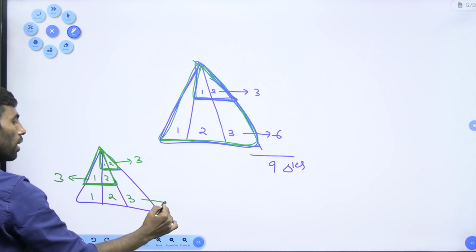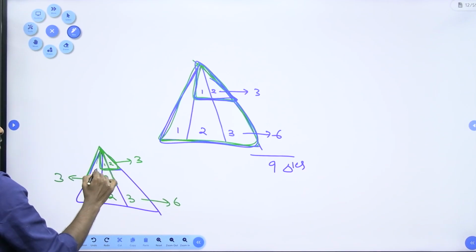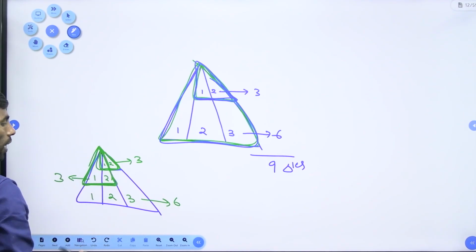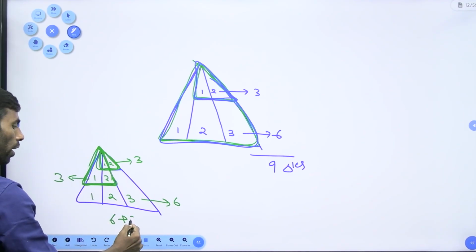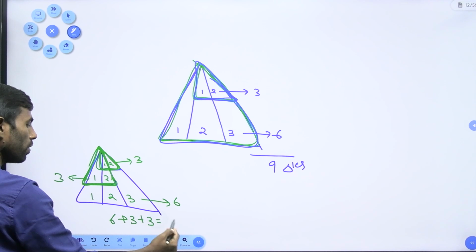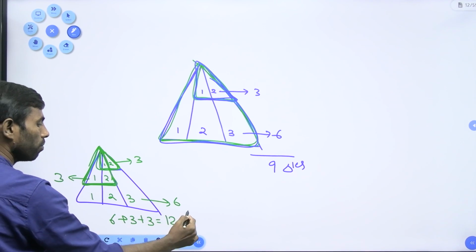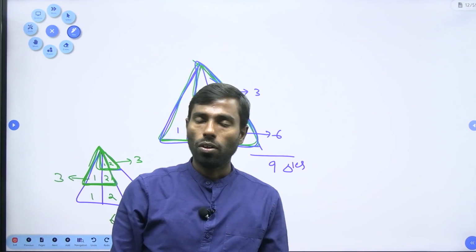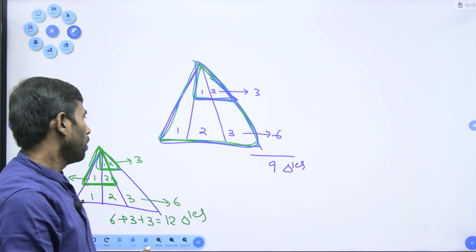1, 2, 3. Total 6. For this part, 3 triangles. For this part, 3 triangles. For the bigger part, the total part, 6 triangles. Total how many? 6 into 3 into 3 hmm, which is equal to 12 triangles. Okay? Hope this part is clear to everyone.